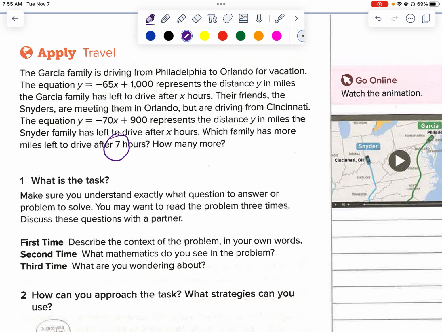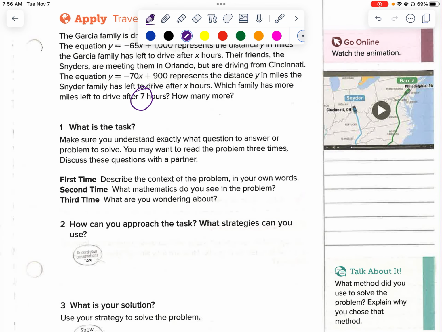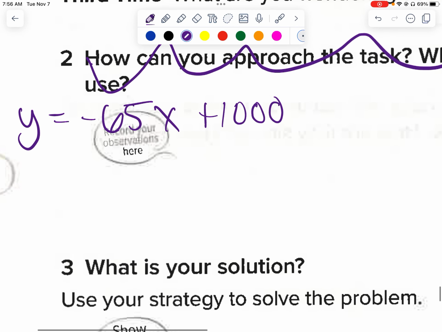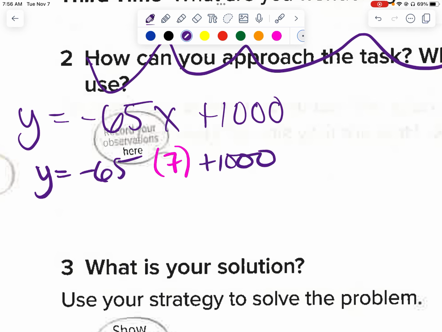So all I want you to do is plug in 7. So if I plugged in 7, I'm not even going to use this stuff right here. I'm going to say y equals -75x plus 1,000 and y equals -70x plus 900. And I'm going to plug in 7 hours. So all I would do is replace x with 7. So y equals -75 times 7 plus 1,000. Okay, use your calculator.